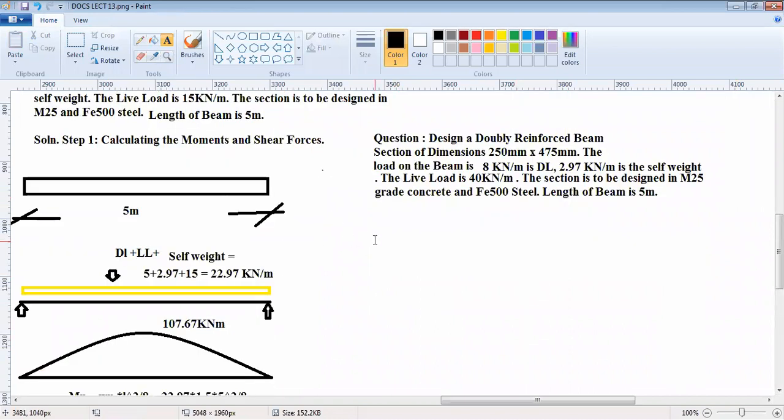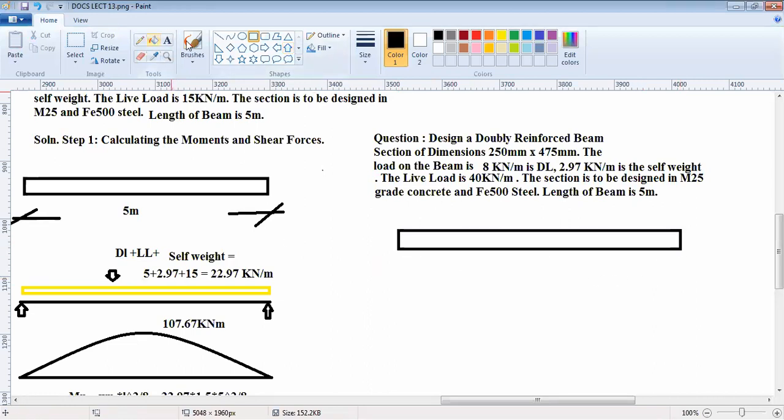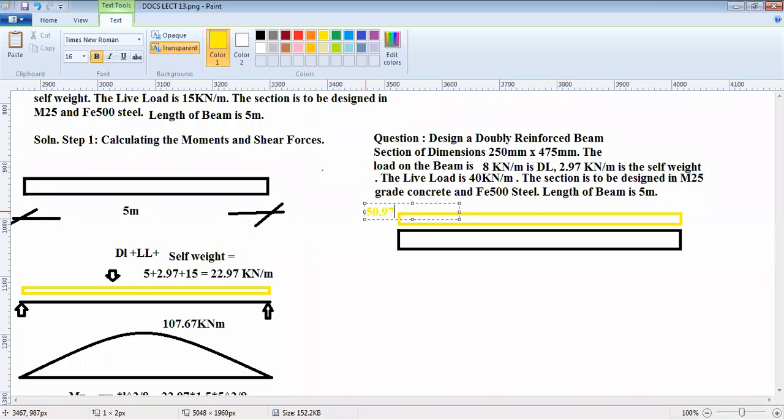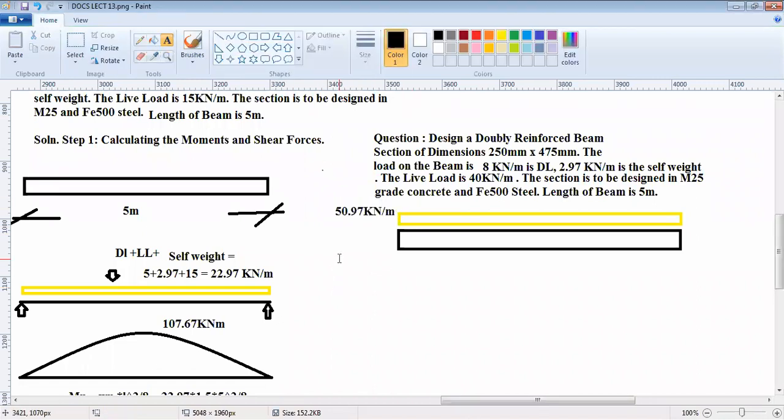Now step number 1, similarly, is calculating the moments and shear forces for this beam, which is 5 meter in length. How much is the load now? The load is now 8 plus 2.97 plus 40, 50.97 kilonewton per meter, is the total load.